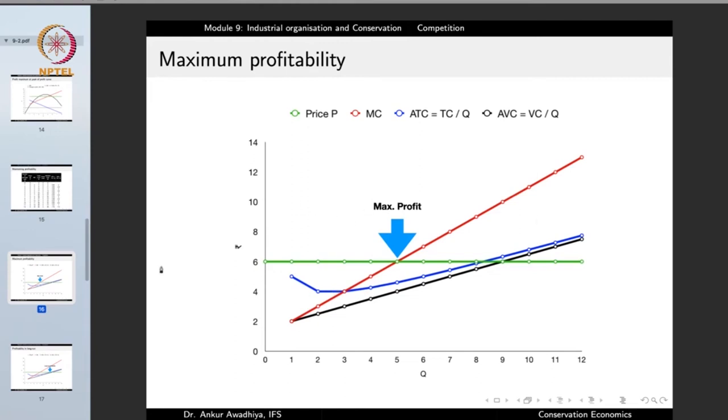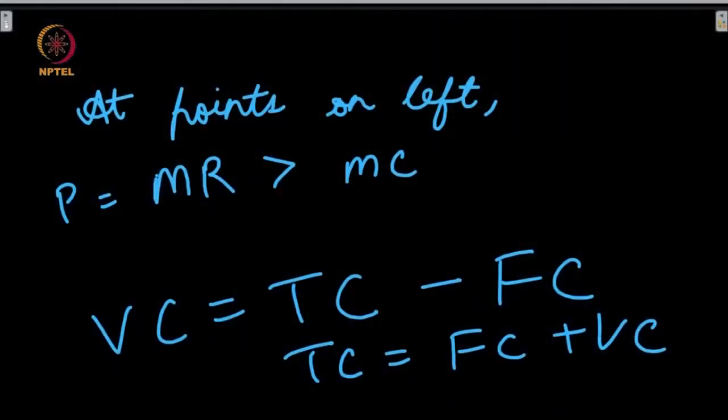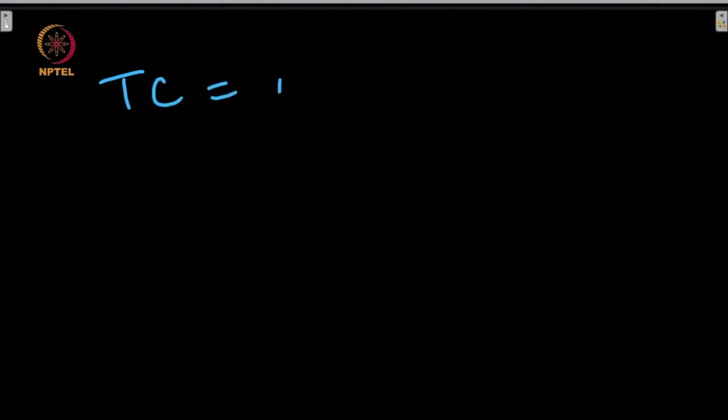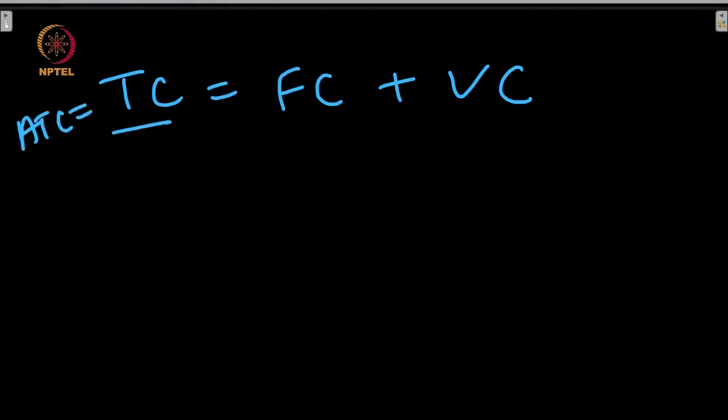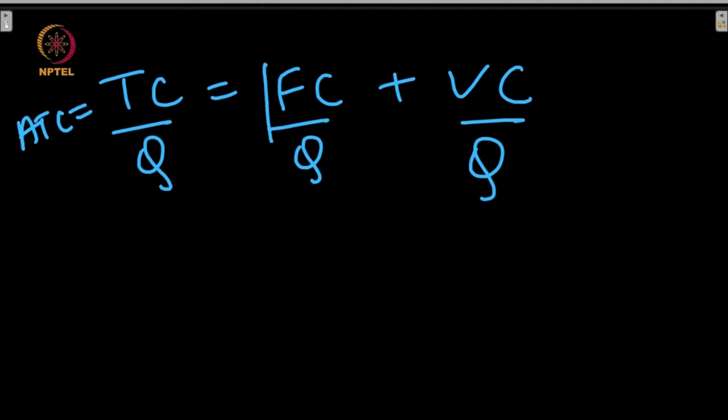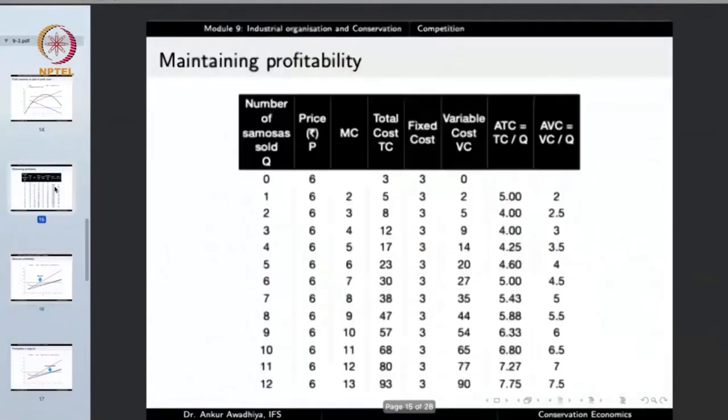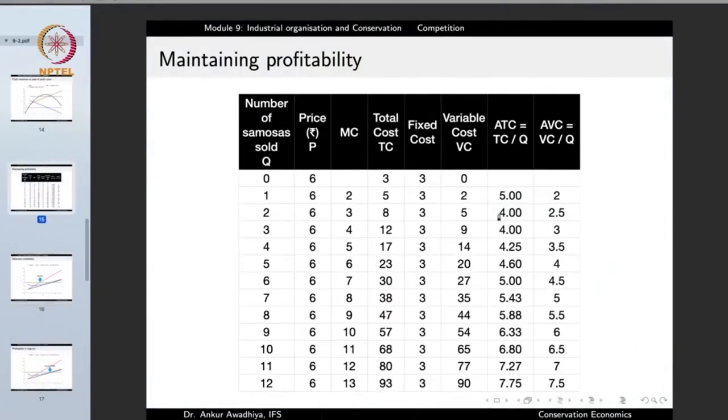when we look at the total cost, total cost is fixed cost plus variable cost. Now average total cost will be given by total cost by Q is equal to FC by Q plus VC by Q. Now in this case, the FC is a fixed value, because this is a fixed cost, whereas the variable cost goes on increasing. Now, if we look at our chart, the average total cost reduces and then it increases, whereas the average variable cost goes on increasing.